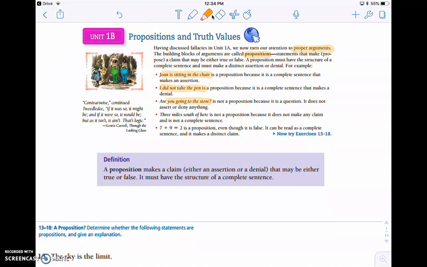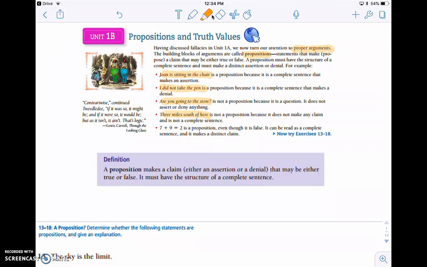The next one, "Are you going to the store," is not a proposition. That's a question. It doesn't assert or deny anything, it's asking a question. So any type of question is not a proposition. "3 miles south of here" is not a proposition because it doesn't make a claim of any kind and it's not a complete sentence.